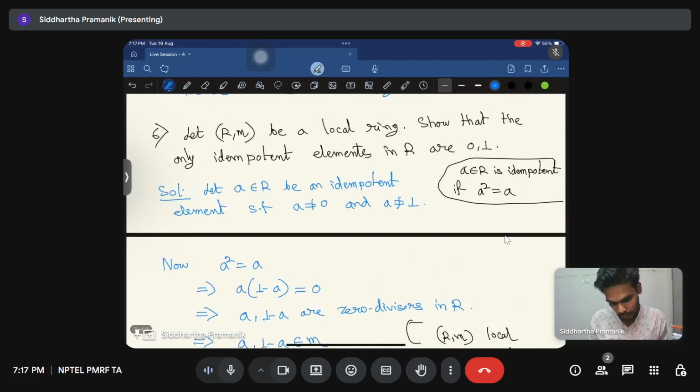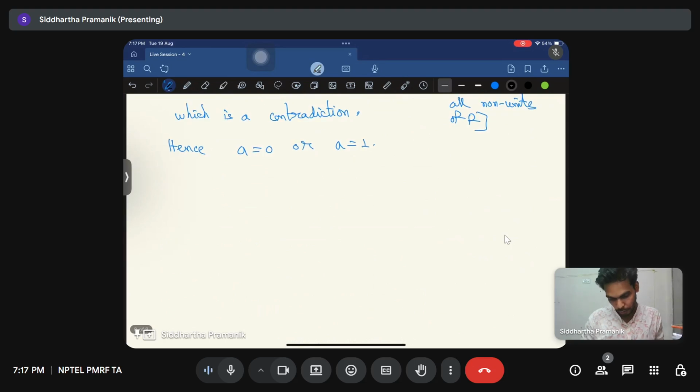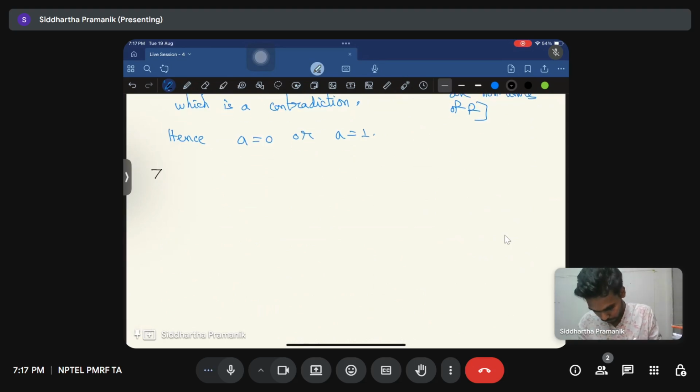So this is one useful fact of local rings. Now let's see one more property of local rings. So that will be problem number 7. So again, let R be a local ring.